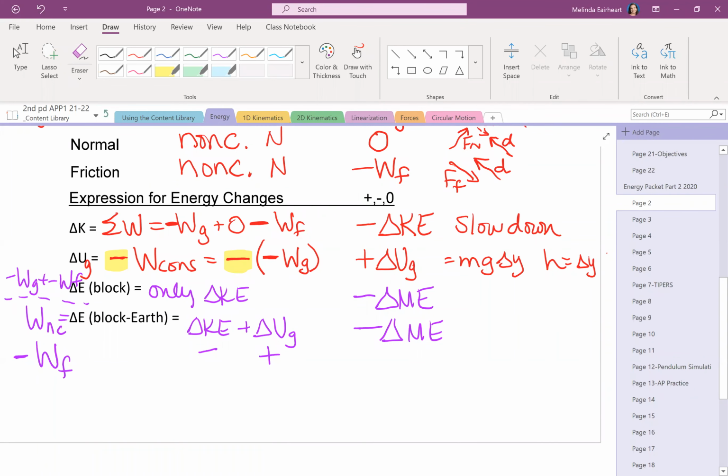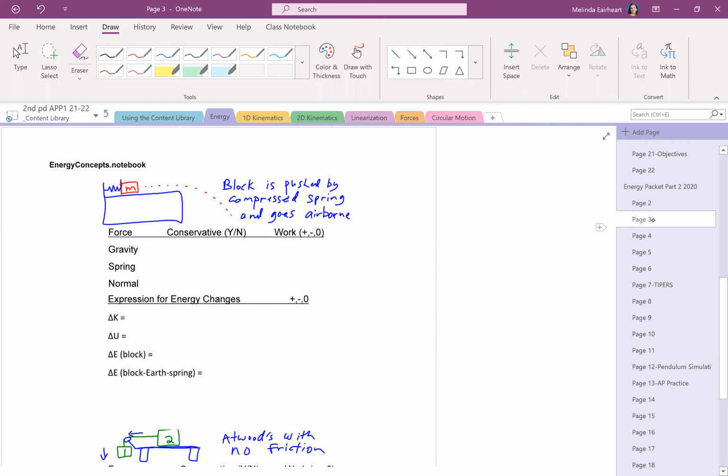Feeling okay? Feeling better as we do more practice? To learn physics is to practice physics. We'll do one more together, and then I'm going to have y'all try one. Number three, page three, sorry. I don't know what number, ignore the number.